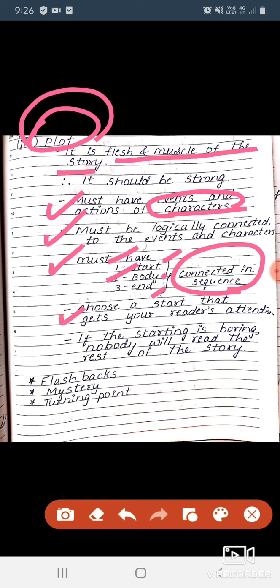Choose a start that gets your reader's attention. Now, the reader is always going to read the first few lines of your story first. If those first few lines are interesting, only then they are going to read the rest of the story. If the starting is boring, nobody will read the rest of the story. So make sure that your starting is catchy and interesting. Your plot can have flashbacks, mystery, or you can also give your story a turning point to make it more interesting.